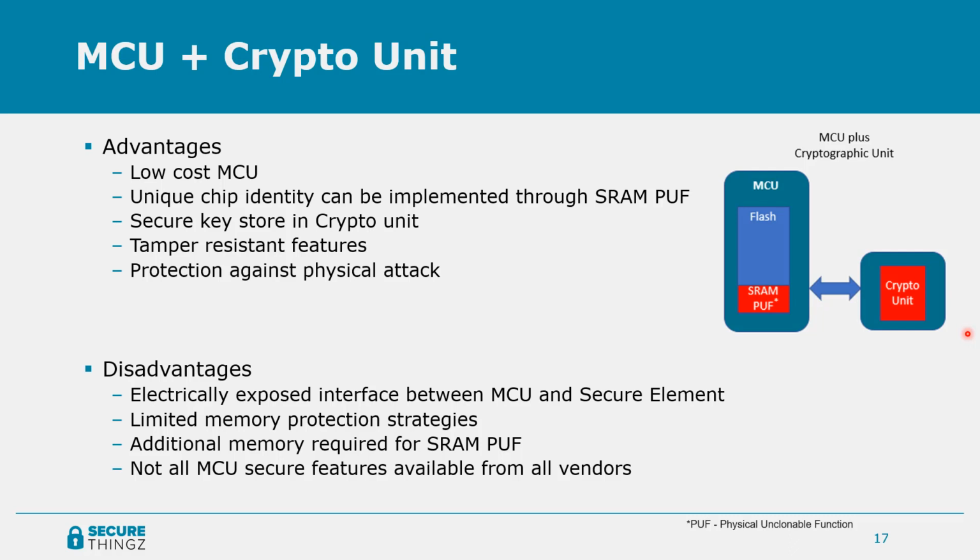The disadvantages of this architecture are that the information is electrically exposed. This is between the crypto unit and the MCU. There are limited memory protection strategies on these low-cost MCUs. Additional memory, of course, is going to be required to implement the SRAM PUF, and not all the MCU security features are available from all vendors.